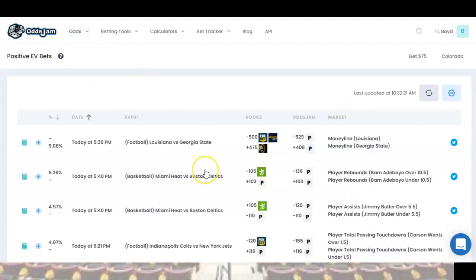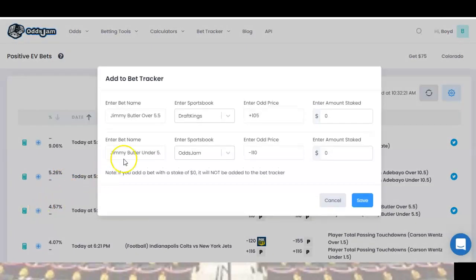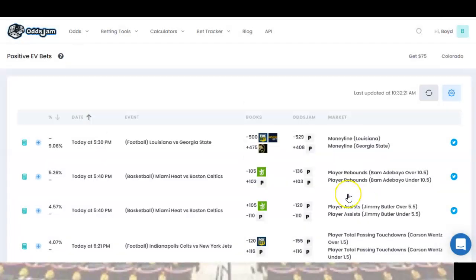In the second selection here is player assists with Jimmy Butler over 5.5. Again, the Oddsjam perfect line is minus 120. We get a nice 25-cent edge here at DraftKings at plus 105. So we're going to go ahead and add that one too. Again, you just hit the plus button, and that'll be on the over. Again, put in, say, $100. I'm going to keep a nice bet tracker on this, and we'll place that and save that. That'll be the second selection so far.